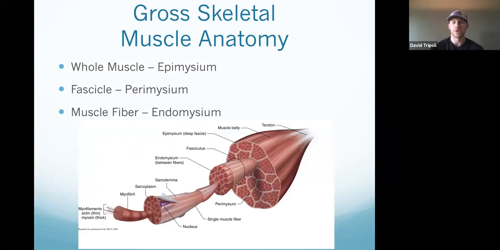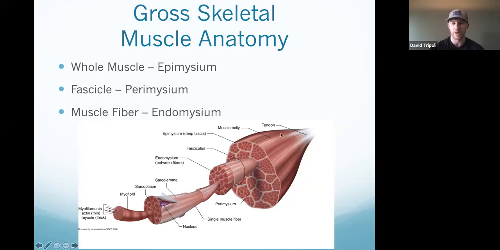Gross skeletal anatomy. If you take the muscle, on the far right, the big bundle, you can start to break it down into individual groupings. That's your fascicle, which is surrounded by the perimysium. That's your second level, a group of fibers. Then you've got your sarcoplasm within all of your cells.